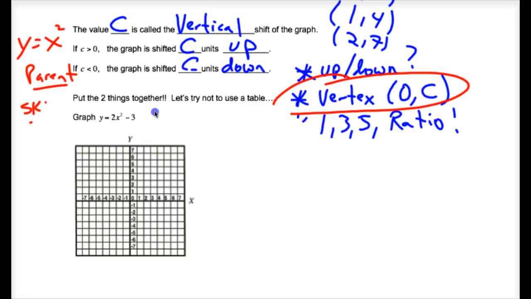I don't have a graph for this. So y equals negative 3x squared plus 1. Negative 3x squared plus 1. So now, before you start doing anything, tell me something you know about this.